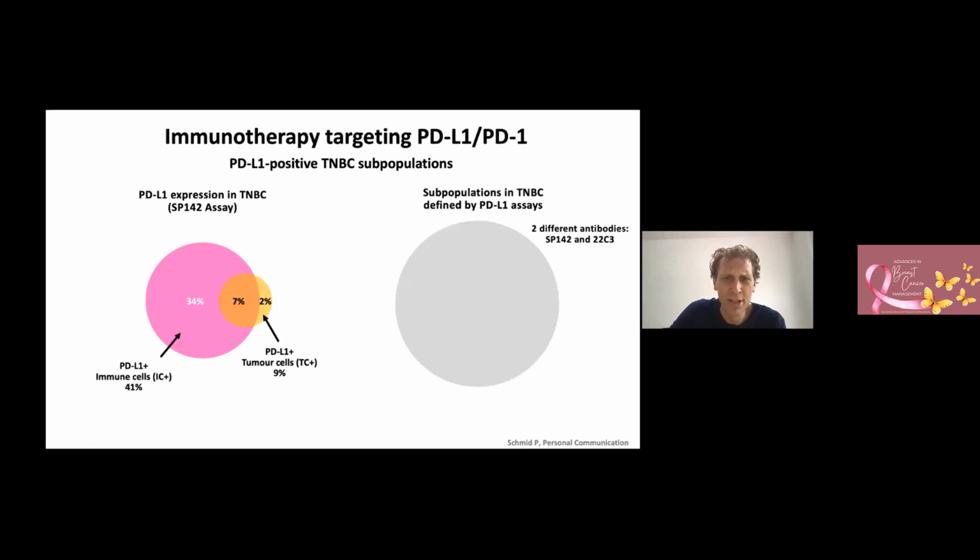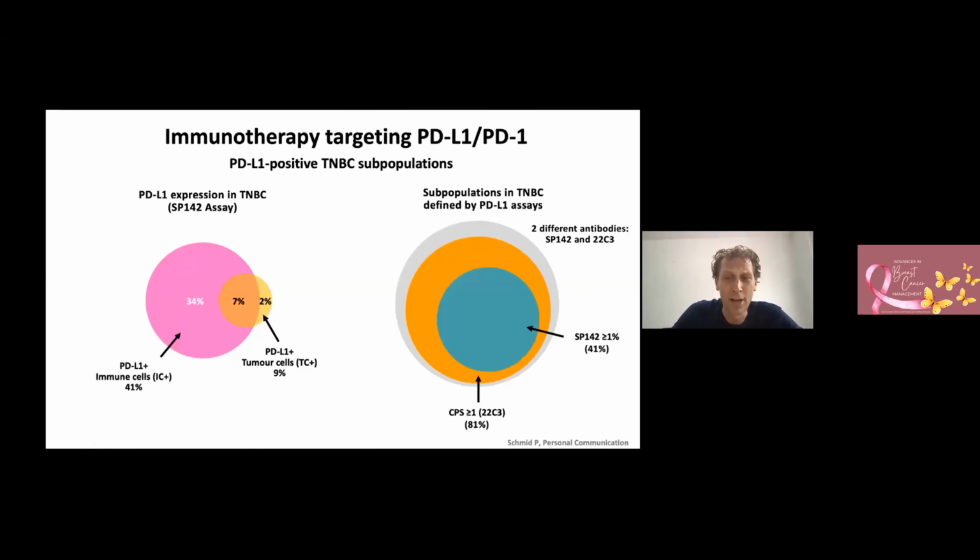But I already mentioned those different assays are very different and not completely overlapping. If you look at the second antibody, 22C3, using the CPS scoring system, not just looking at immune cells, but also tumor cells, with a cutoff of 1, and the cutoff of 1 was what we used for SP142, you will see with CPS, it's 80% positive.